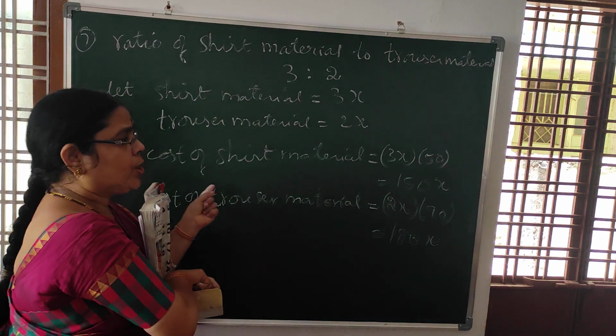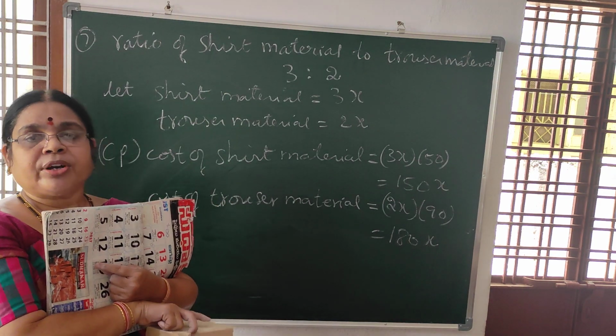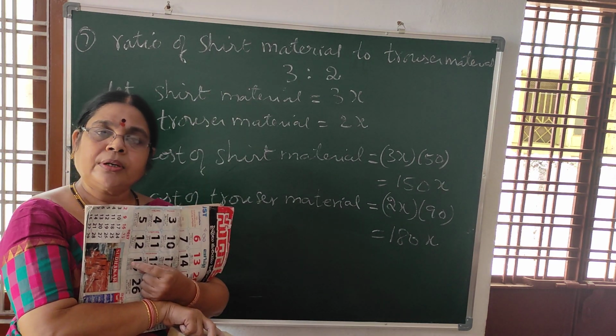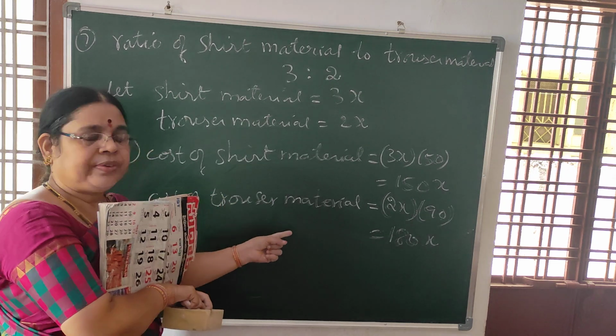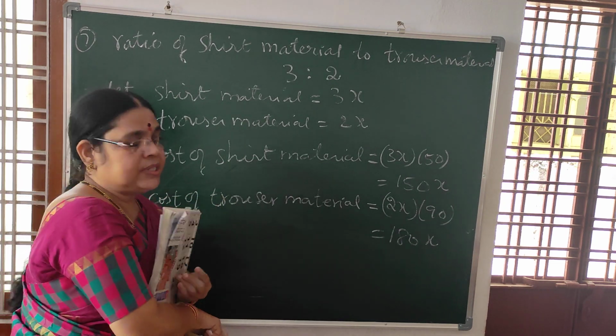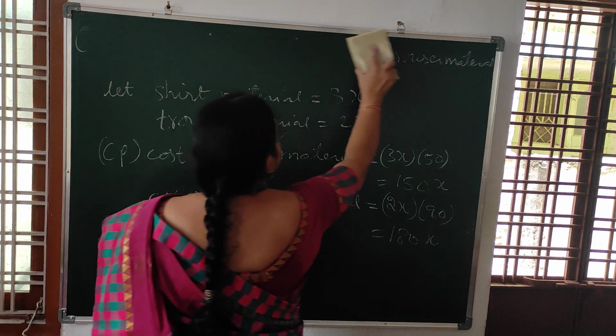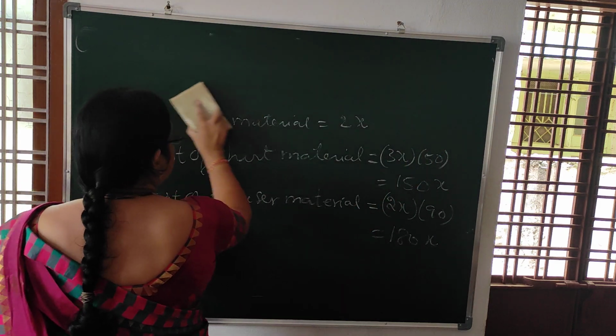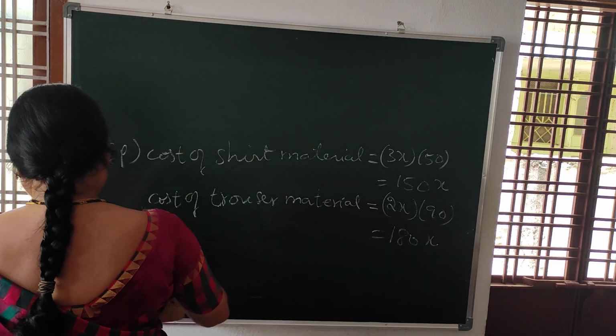Why did we find this cost price? Because profit will be calculated on cost price only. So we need to find the cost price first. Profit percent is given to you. So what happens here? What is the profit percent on shirt material?